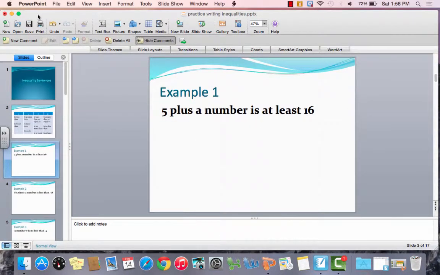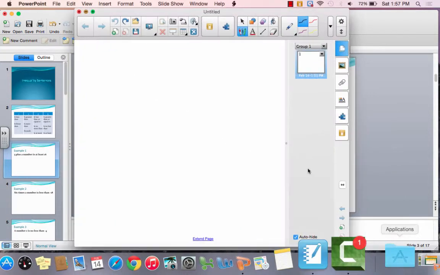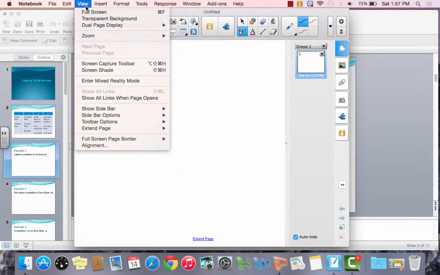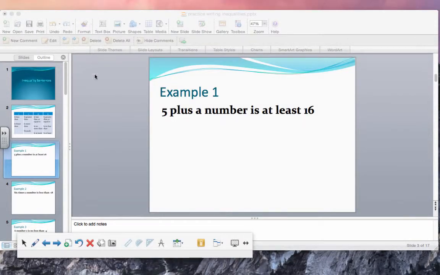So we have a sentence, and what we're going to do is take that sentence and write it as an inequality. So our first example here, 5 plus a number is at least 16. And here's the trick. If you find the word is, typically speaking, right next to the word is will be your keywords that tell you which symbol to use. So I'm going to take my pen and put a box around is at least.